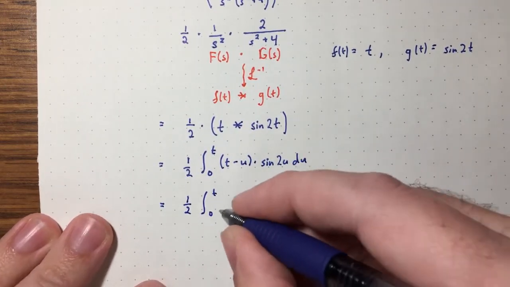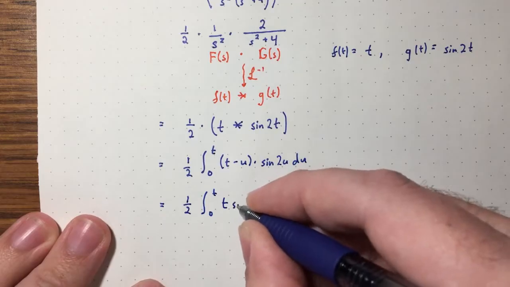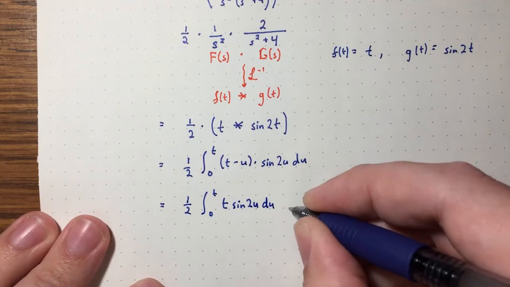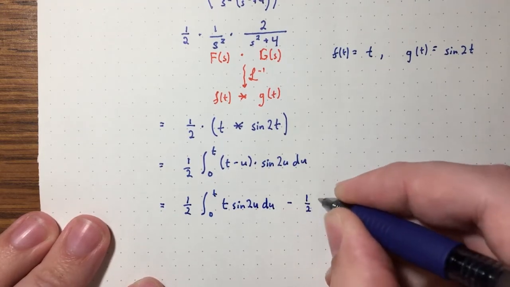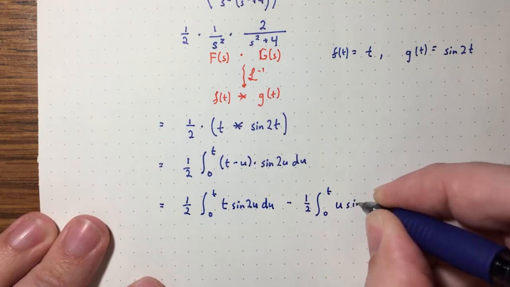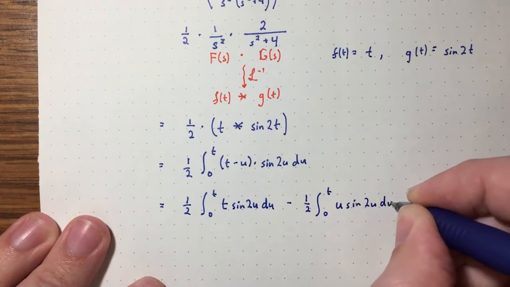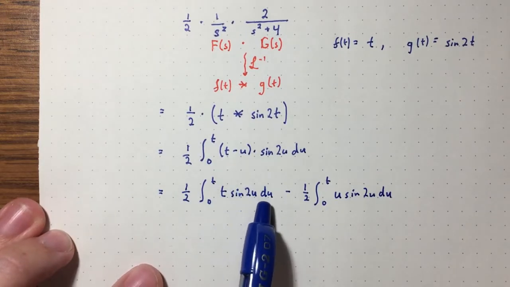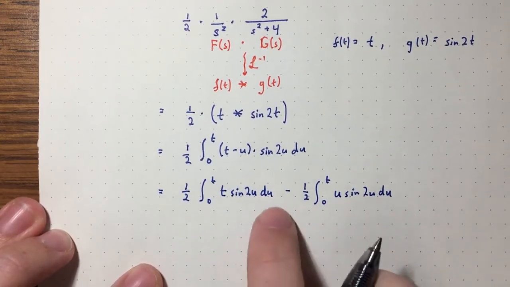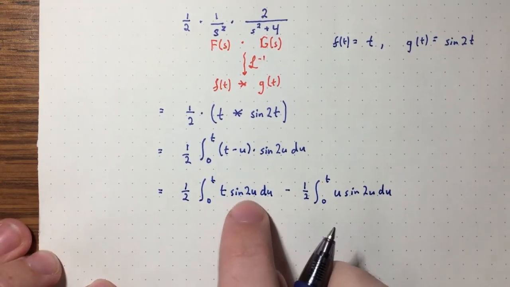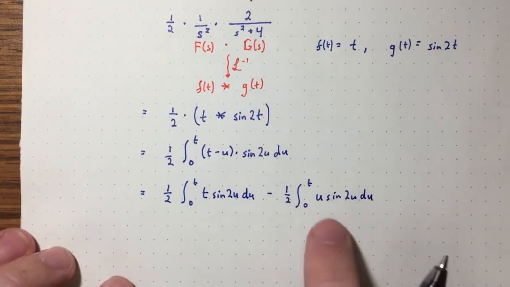Well, we could break this up into two integrals. So the first one is t times the integral of sine 2u du. And then we have minus 1/2 times the integral from 0 to t of u sine 2u du. Okay, and in these integrals, the variable of integration is u in both of them, right? So this t is just a constant. So we just integrate sine 2u and then evaluate it at the bounds.